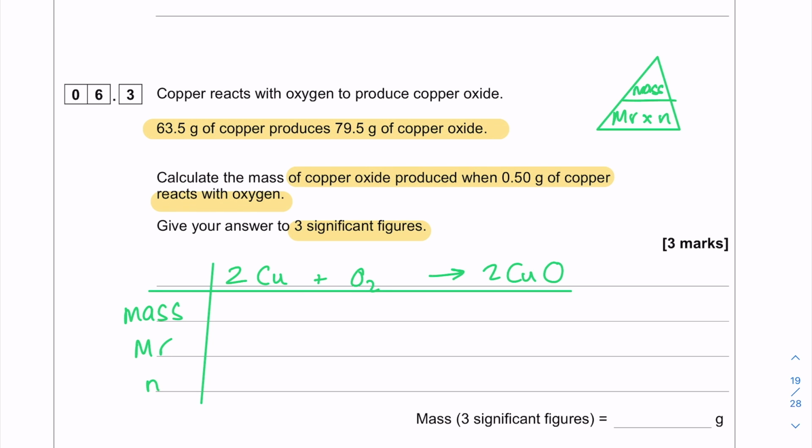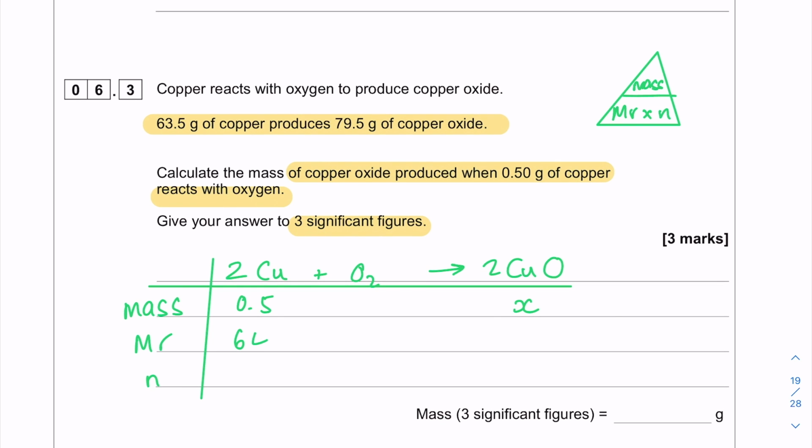So we know we have 0.5 grams of copper. We're being asked to find the mass of copper oxide. Let's start by filling in our Mrs. Use your periodic table to find the relative atomic mass of copper. It is 64. What about that of copper oxide? It's 80. We can now find out the number of moles of copper by doing mass divided by Mr, so that's 0.5 divided by 64. Don't round these numbers, keep them long.